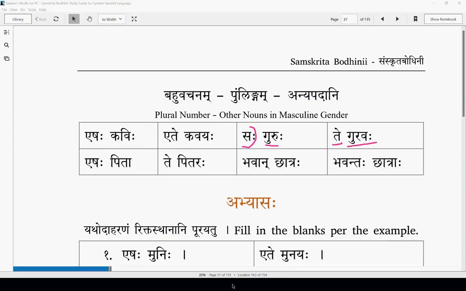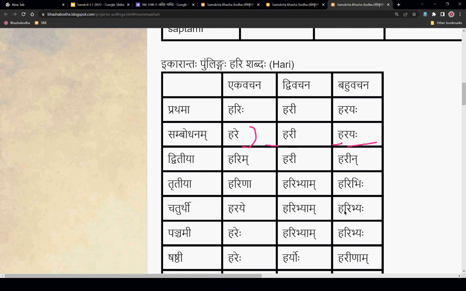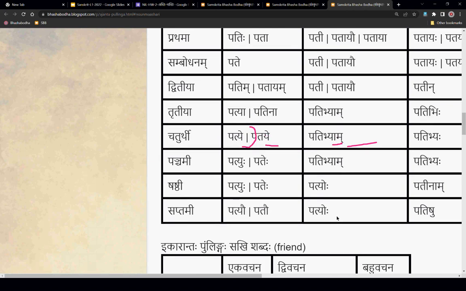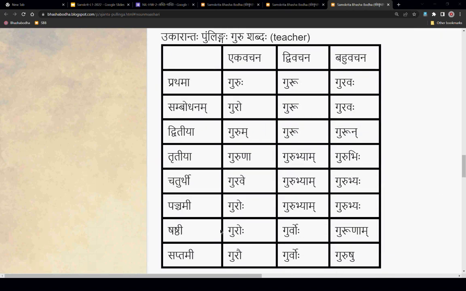So again, if you're going back to the tables, guru is already here. It can say guravaha.